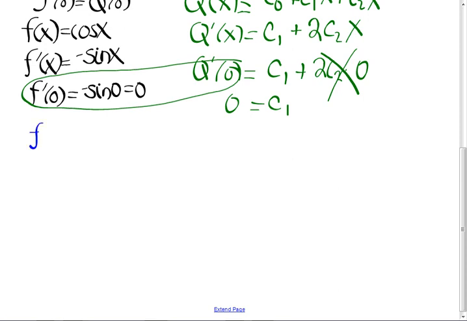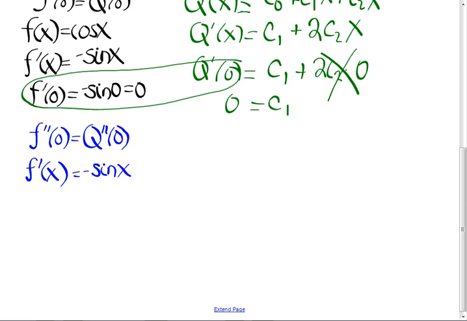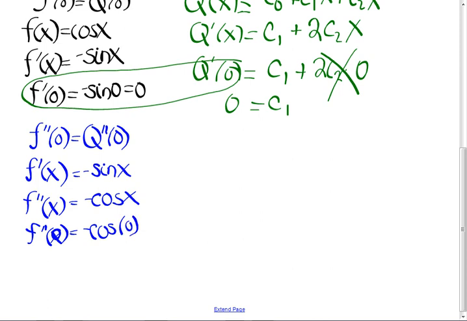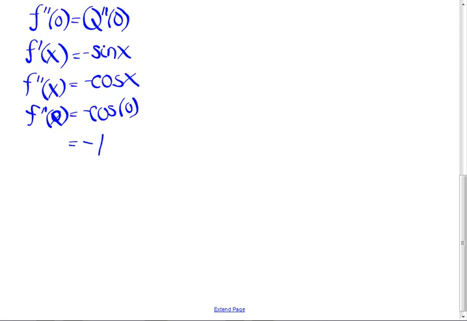Now, the next one. We need to show that f double prime of 0 equals q double prime of 0. Okay. You have to write out f prime of x. If I have f prime of x equal to negative sine of x, what's f double prime of x? Negative cosine of x. So what's f double prime of 0? It's negative cosine of 0. What is that, Ori? Negative 1.